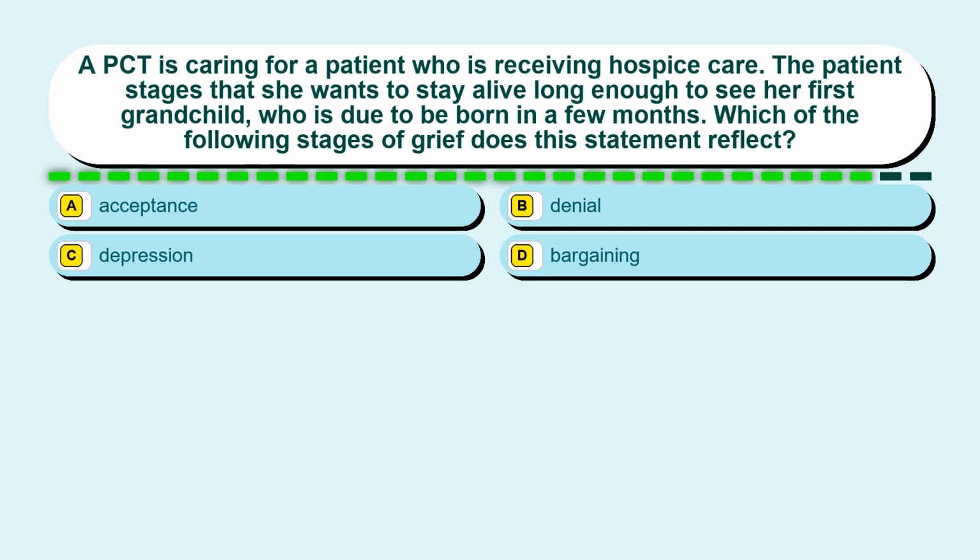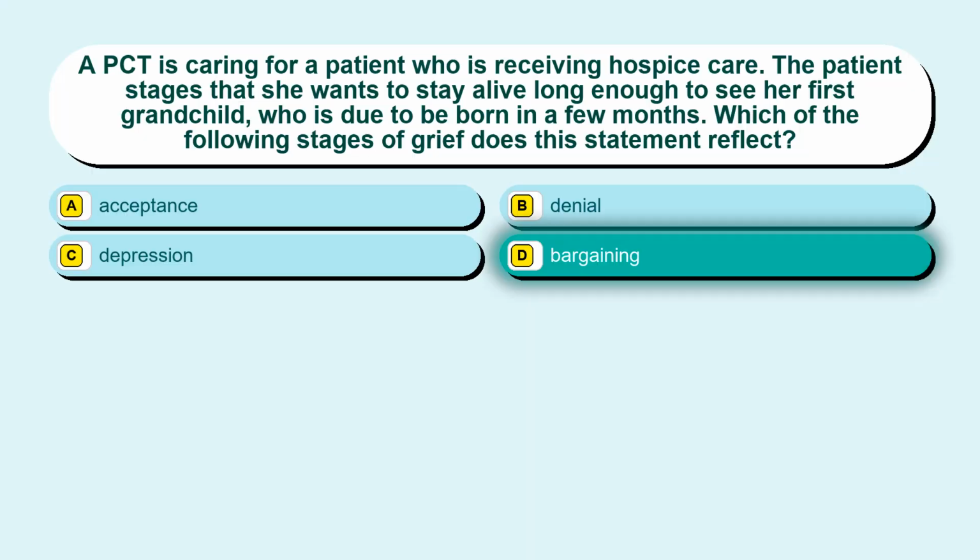Question 66. A PCT is caring for a patient who is receiving hospice care. The patient states that she wants to stay alive long enough to see her first grandchild, who is due to be born in a few months. Which of the following stages of grief does this statement reflect? Option A, acceptance. Option B, denial. Option C, depression. Option D, bargaining.